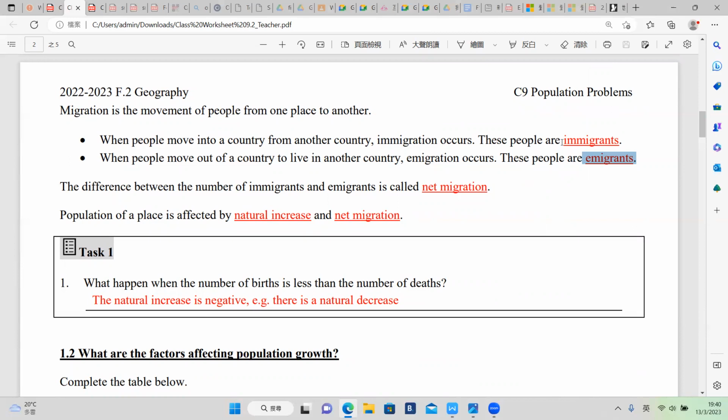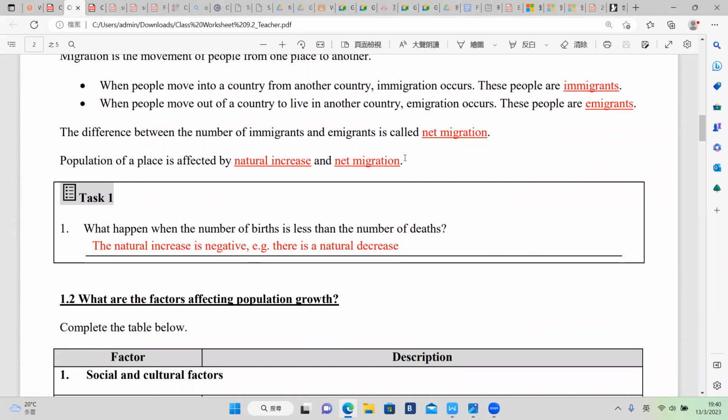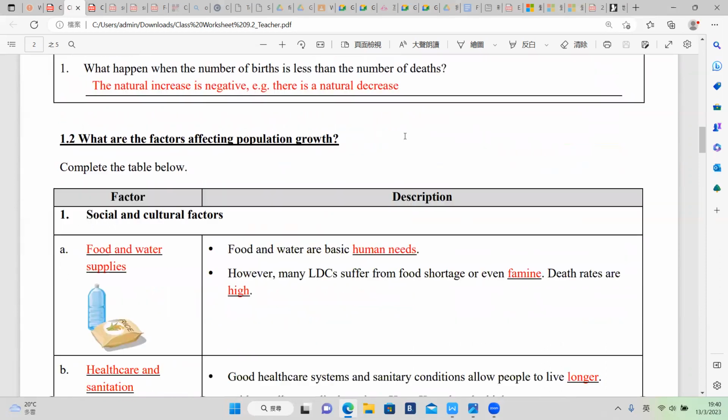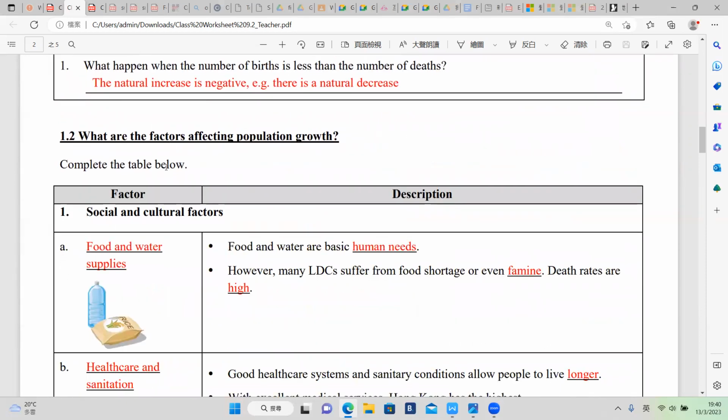Okay, then immigrants minus emigrants is the net migration, and the population of a place is affected by the natural increase as well as the net migration. Then the natural increase will be negative if the number of births is less than the number of deaths. Okay, and it is a natural decrease.